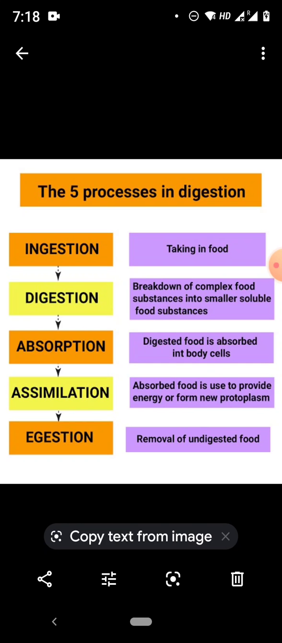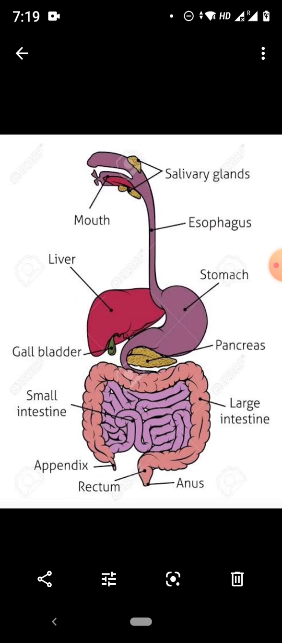The last step in digestion is egestion. Egestion means the removal of undigested or unabsorbed food material in the form of fecal matter through the anus. That is called egestion. So children, there are 5 processes, as you have now learned, in digestion. So now I'll explain to you about digestion in humans.